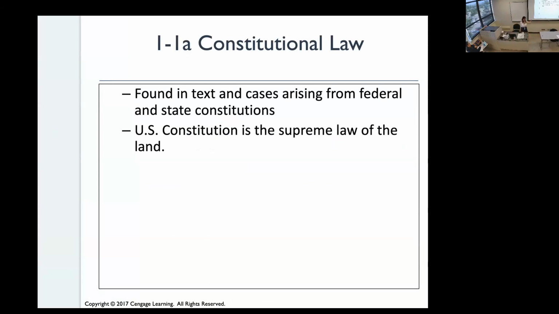But nothing can go against the supreme law of the land, which is the U.S. Constitution. So a state cannot come up with a law that contradicts the supreme law of the land, which is the U.S. Constitution, right? The U.S. Constitution supersedes everything else.